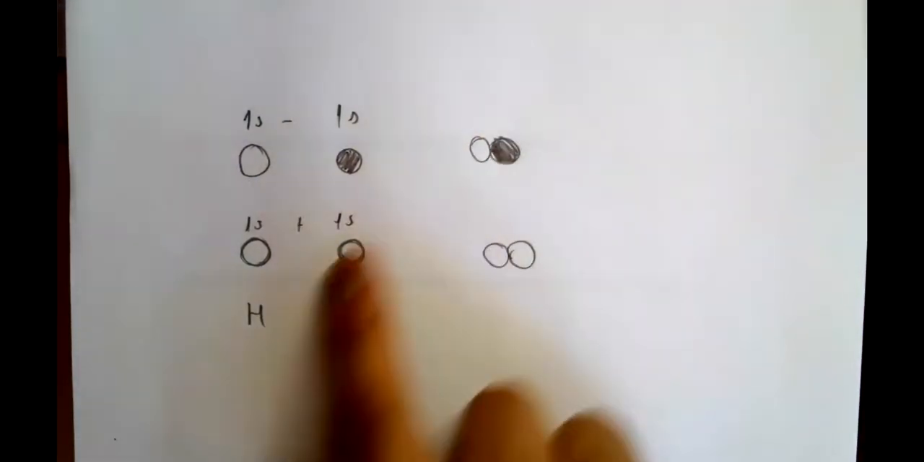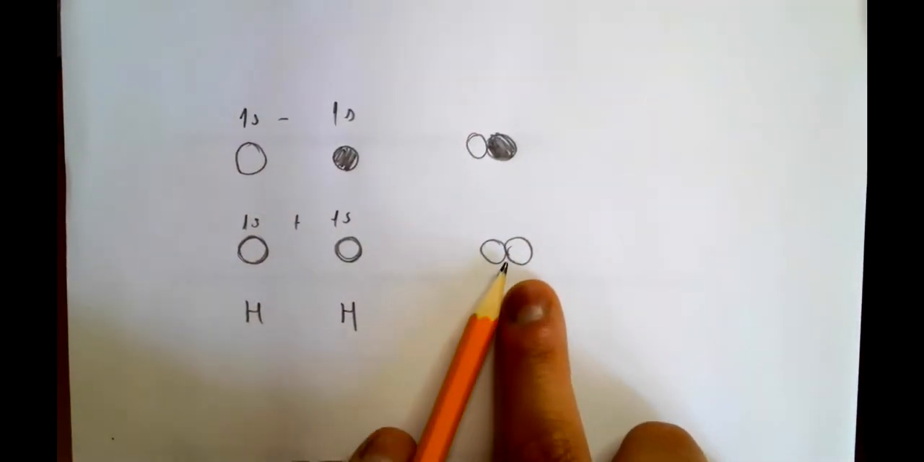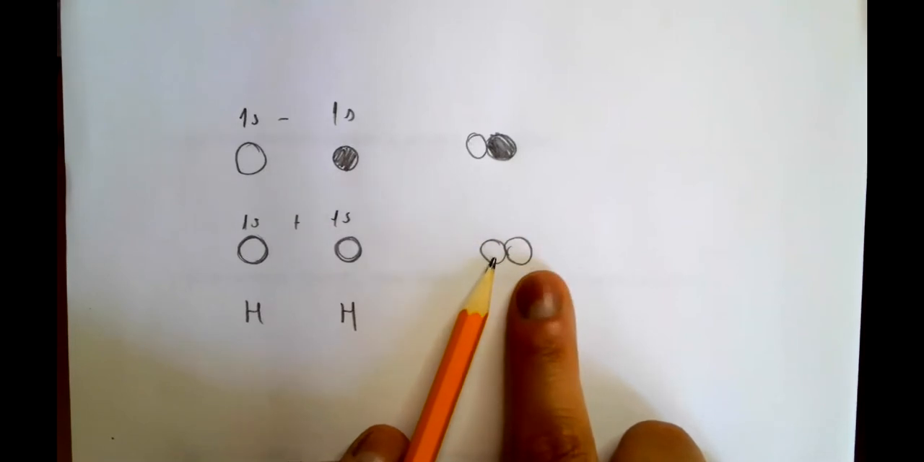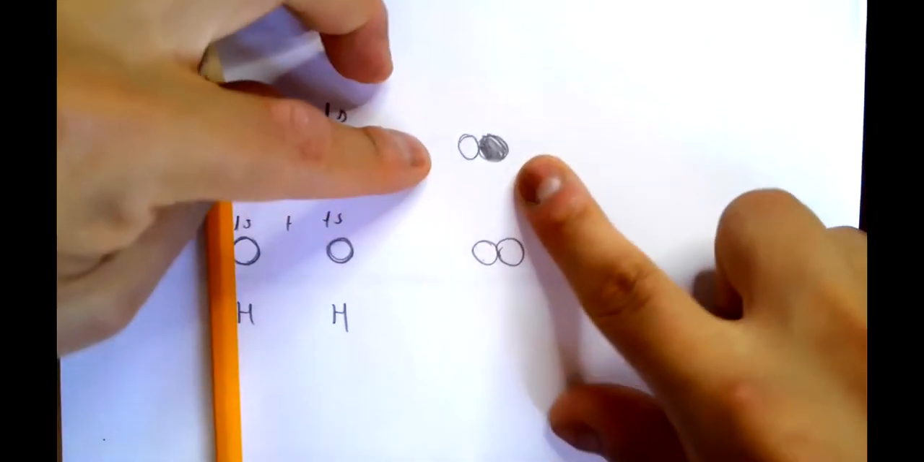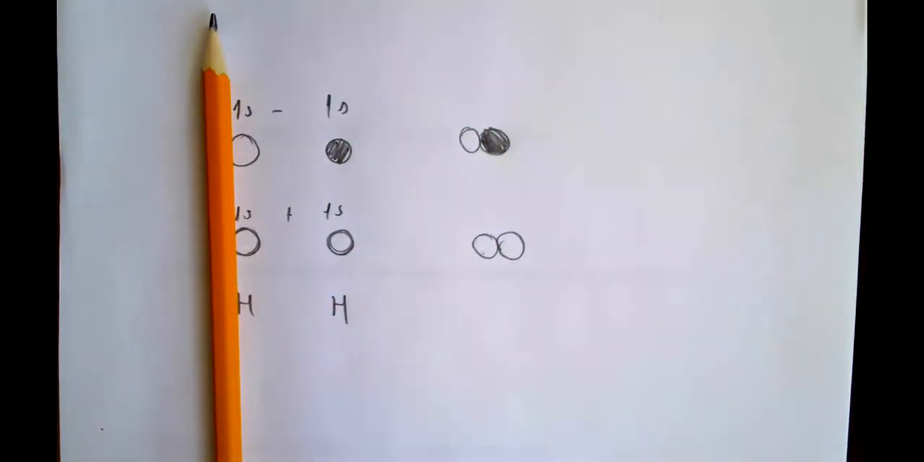Okay, so what's the difference between these two? This one is the one where the two orbitals are face to face, they are in phase. This one's not. So they're out of phase. So they are really not completely matched.